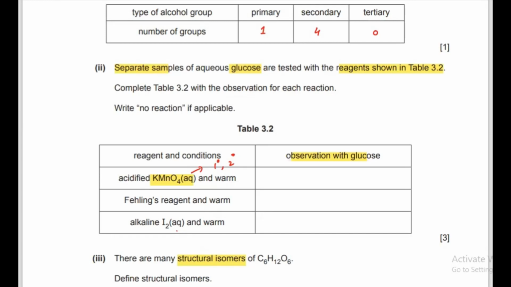So acidified potassium permanganate, KMnO4, is purple. When the primary and secondary alcohol are oxidized, the color changes from purple to colorless. Then Fehling's reagent and warm. Fehling's reagent is used to test the presence of aldehyde.